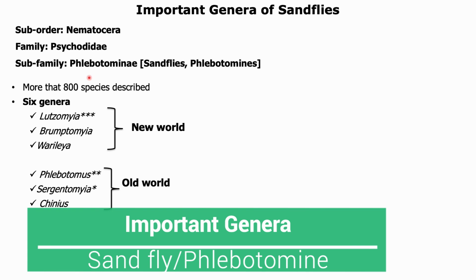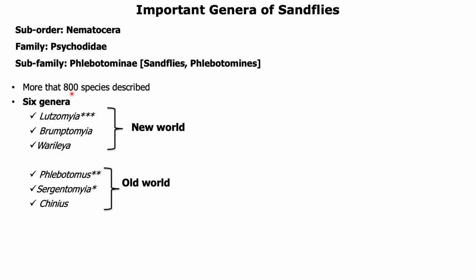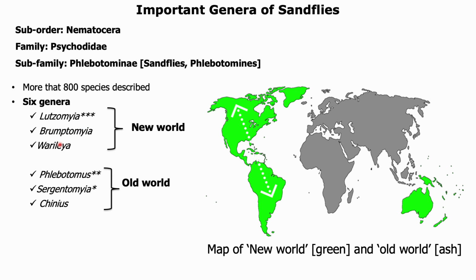The subfamily Phlebotominae comprises more than 800 species classified into 6 genera. The New World genera are Lutzomyia, Brumptomyia, and Warileya. The Old World genera are Phlebotomus, Sergentomyia, and Chinius. About half of the species are contained in the genus Lutzomyia, one third in Sergentomyia, and the majority of the remainder in the genus Phlebotomus. A small number of species remain under the genera Brumptomyia, Warileya, and Chinius.